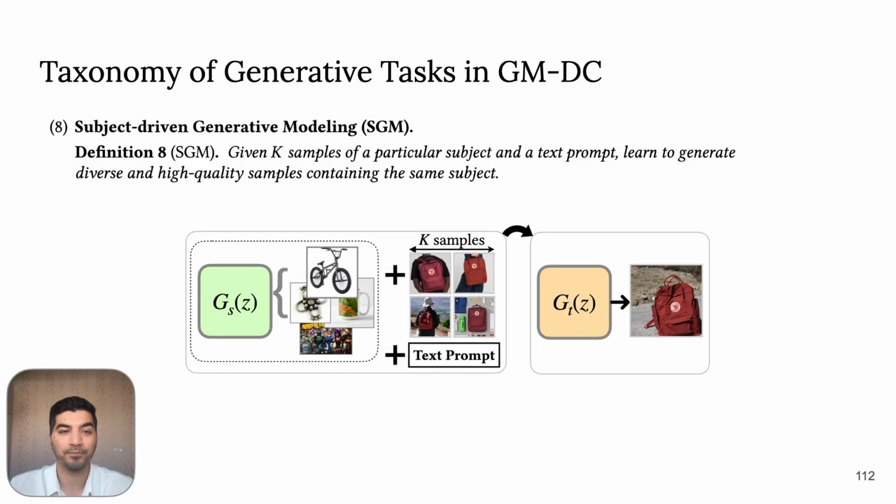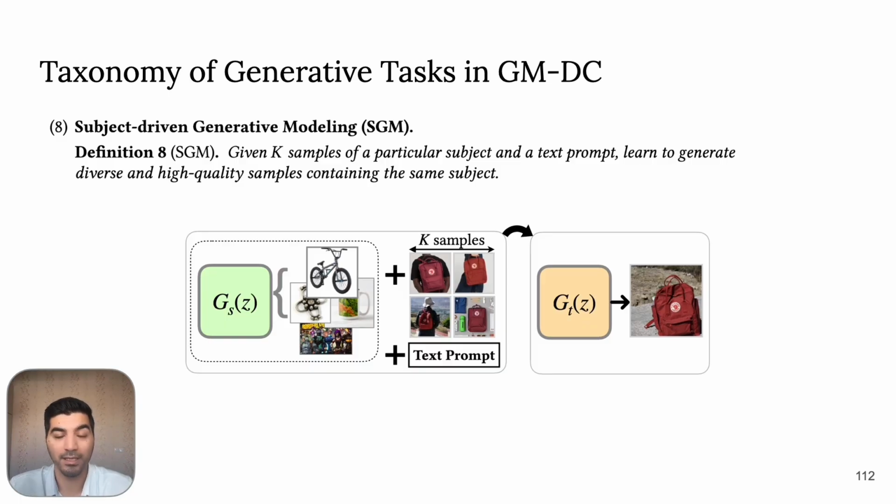And finally, task number 8 is subject-driven generative modeling, or SGM. This task was introduced newly when we were writing the first draft of this survey, but as of now, this is a very popular task and it has attracted a lot of attention, and lots of papers are published addressing this task. Here, we are given a pre-trained generator, which is very capable of generating diverse images.